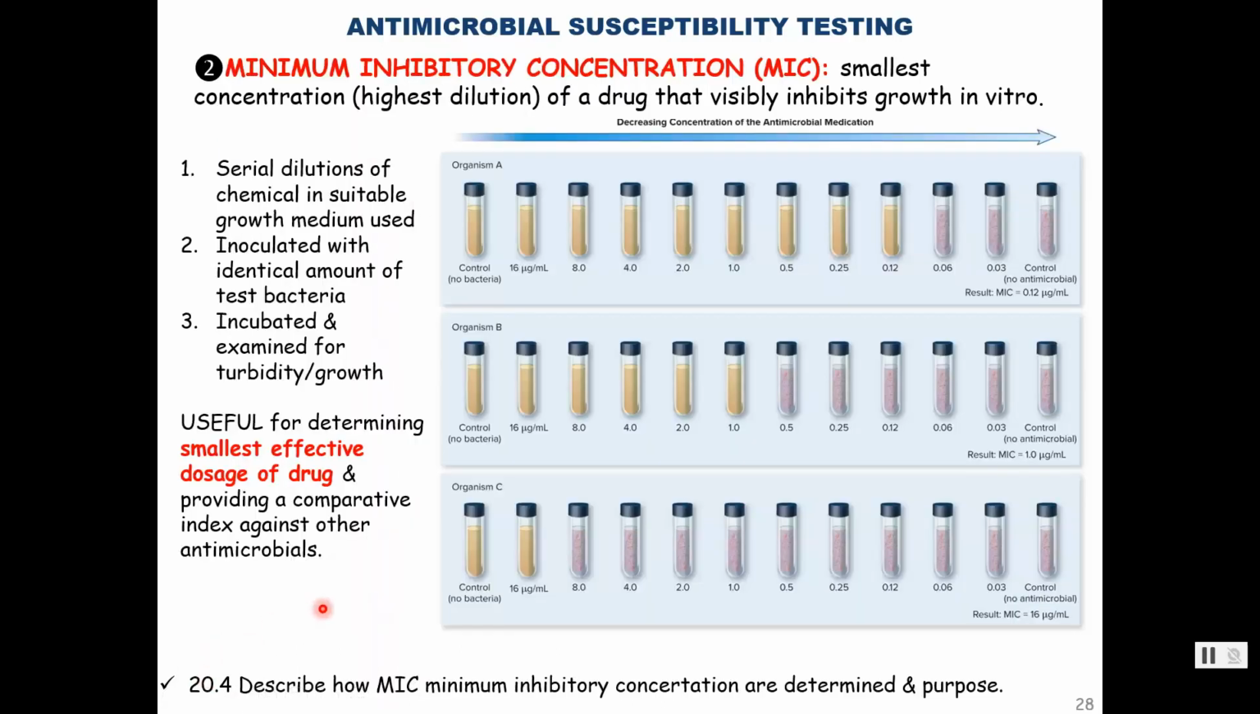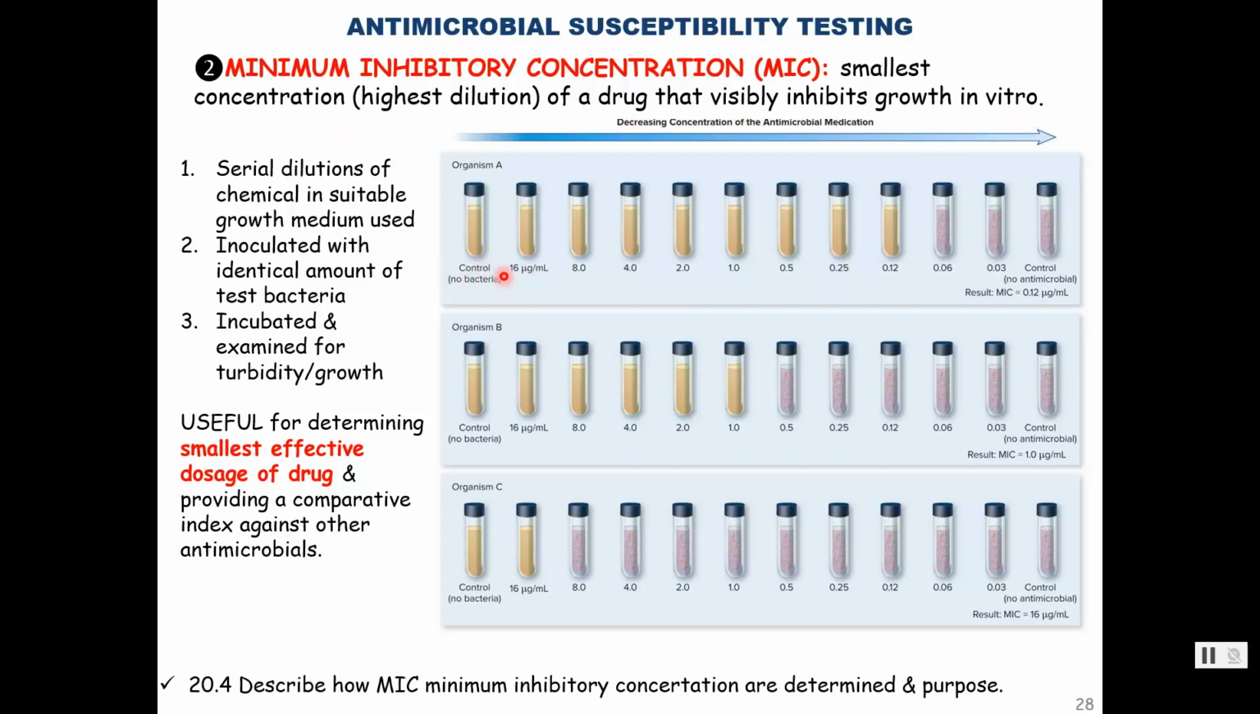Another way, it can be done by serial dilution. So this can be done in test tubes, or it can also be done in a 96-well plate. But you can come up with what's called a minimum inhibitory concentration, abbreviated MIC. And so it's kind of what it sounds like. It is the smallest concentration of a drug or the highest dilution in this particular test that visibly inhibits growth in vitro, so in a lab.